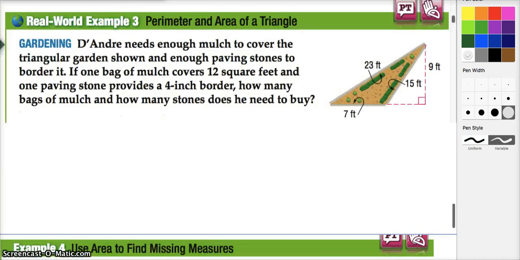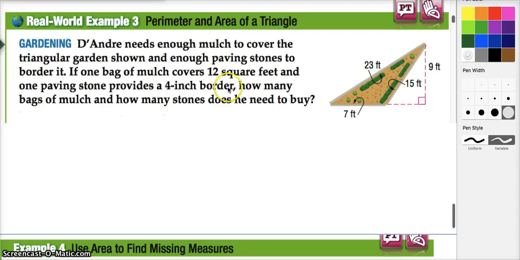So here we have gardening with DeAndre. DeAndre needs enough mulch to cover the triangular garden shown and enough paving stones to border it. If one bag of mulch covers 12 square feet and one paving stone provides about 4 inches of a border, how many bags of mulch and how many stones does he need?